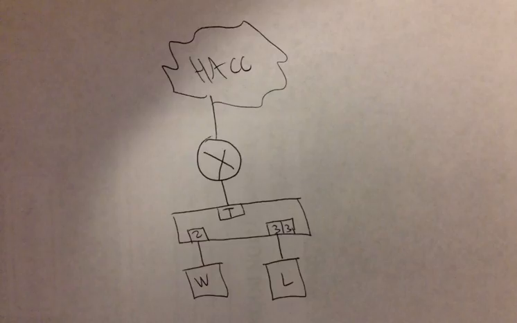The first thing we're going to be doing is configuring our router and switch for inter-VLAN routing for VLAN 2 and VLAN 3. We're going to configure our router to get an IP address from the hack network via DHCP, and then we're going to configure two sub-interfaces, one for VLAN 2 and one for VLAN 3.